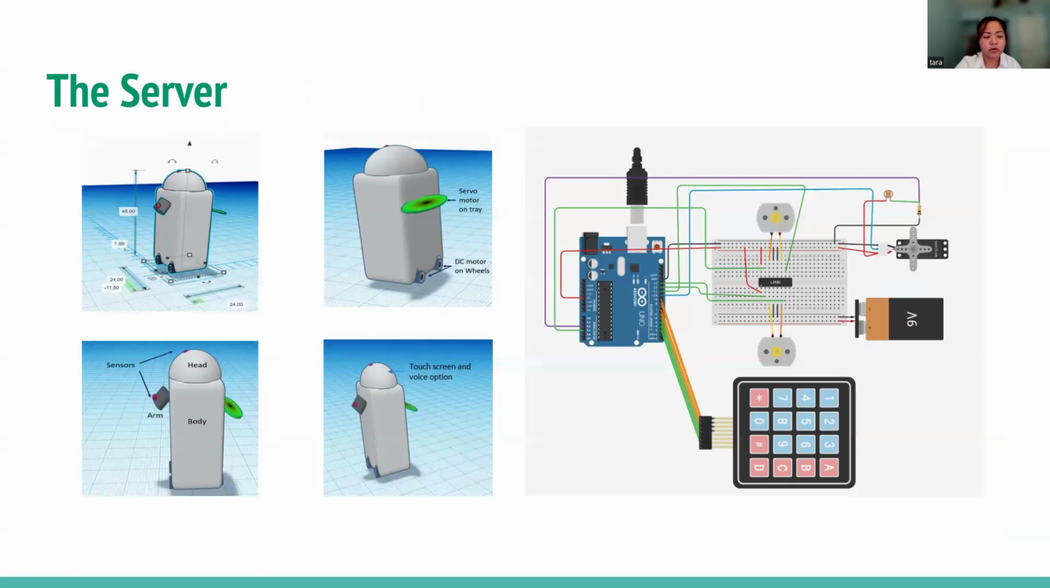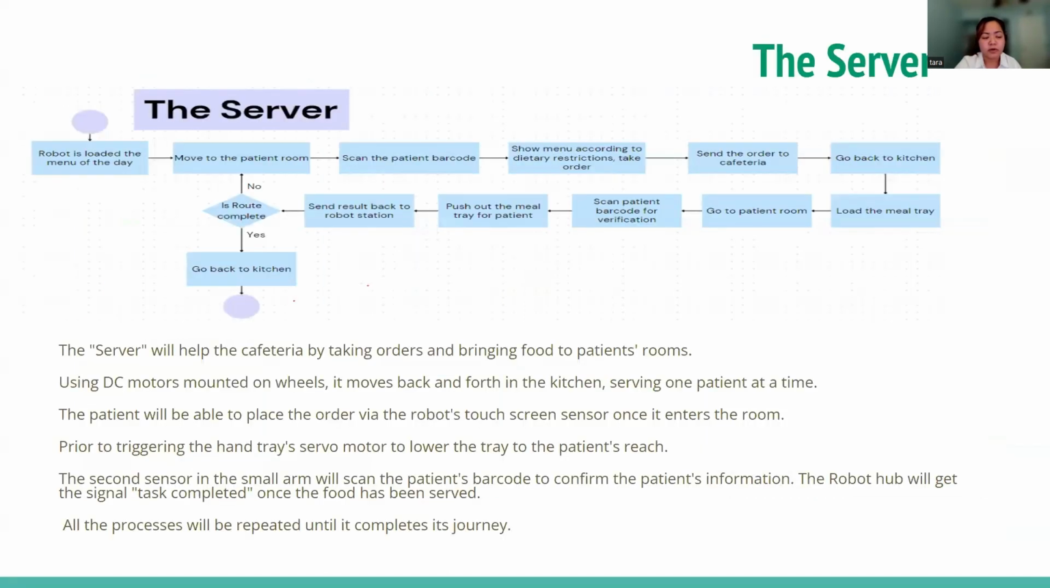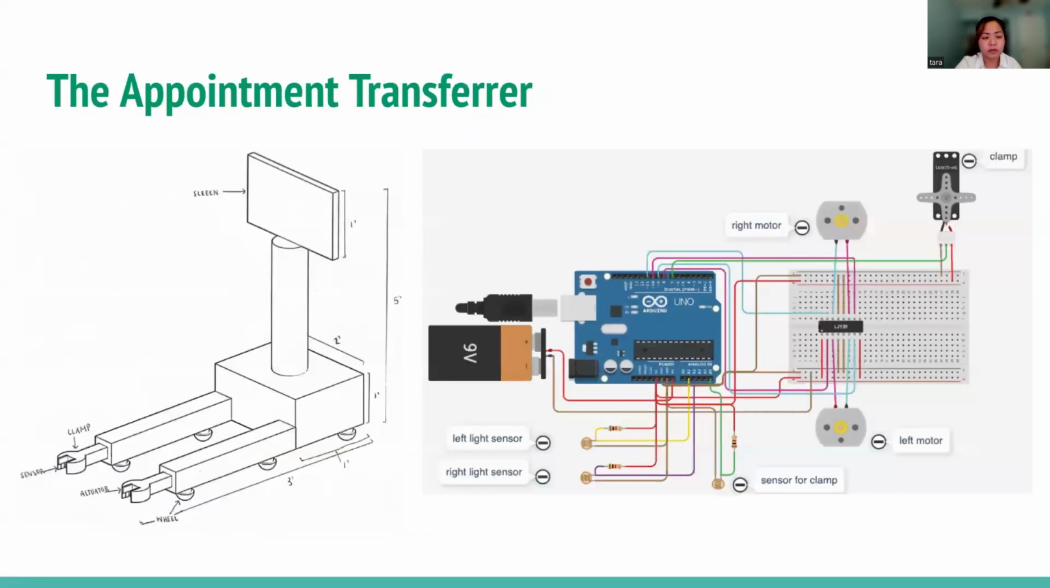This is the CAD model of the server and its circuit. It has a DC motor mounted on the wheel to move back and forth, a servo motor on the hand tray, and a touchscreen on the head to place the order, and a sensor on the arm to scan the patient barcode.